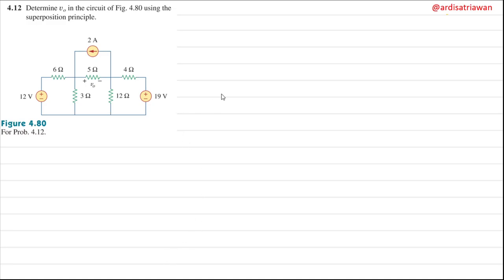So we are going to solve problem 4.12 from Sadiku book, and the question is determine V0 in this circuit using superposition. Okay, so now let's review the superposition.